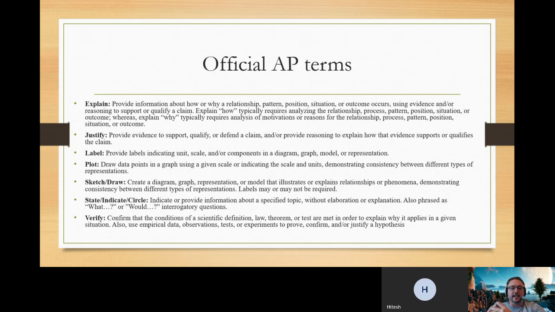Label: provide labels indicating unit scale. Hopefully that's not going to be used as much on this one because you're not going to have to draw a diagram, but you would normally. These next two, you're definitely not going to have to worry about, but plot, sketch, draw.